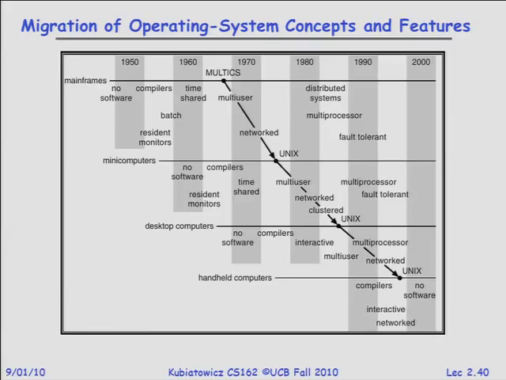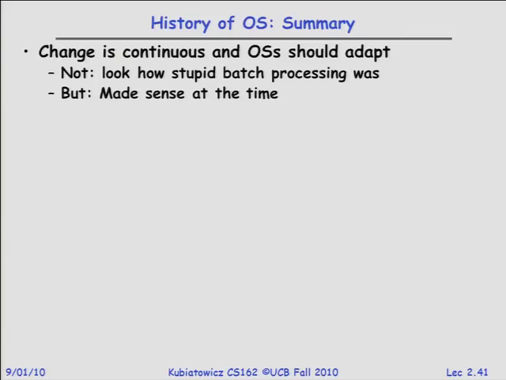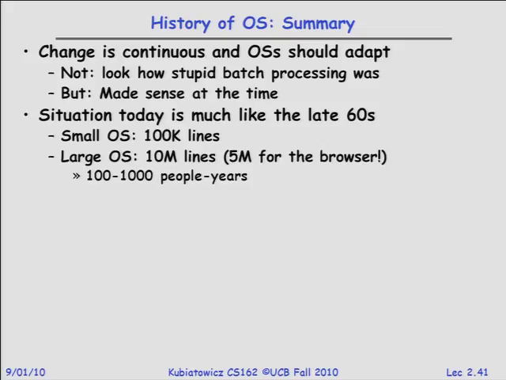So just a brief summary of what we said here is change happens all the time. You don't think about this as, look how stupid batch processing was, but rather, it made sense at the time. The situation today is much like the late 80s. A large operating system is 10 million lines of code. 5 million for a browser. Complexity.